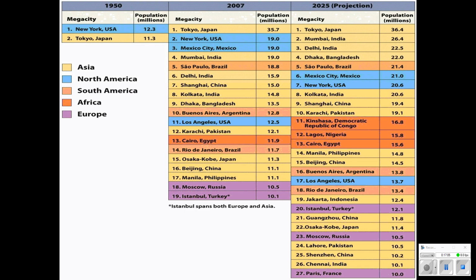Okay, a couple of visuals to show you. This is what we mean by the growth of the megacities. Look at Paris barely hanging on. New York has fallen from the biggest city in the world to now barely hanging into the top 10. Look at the rise of the African cities.